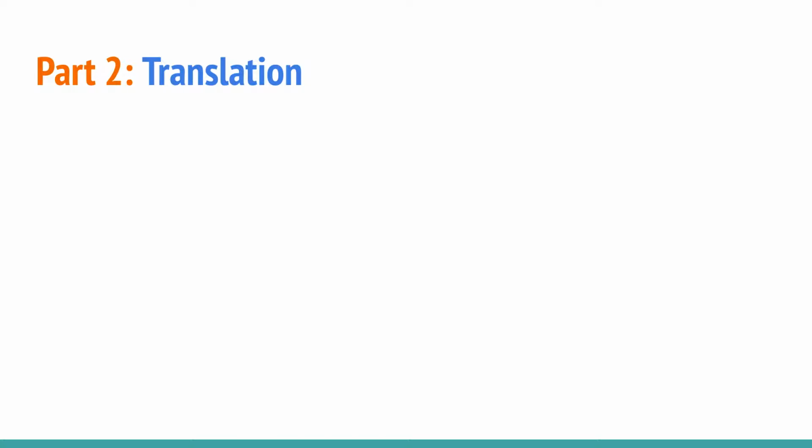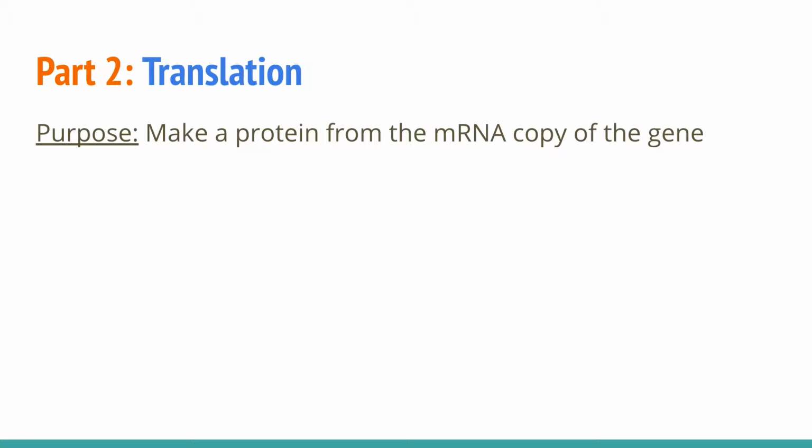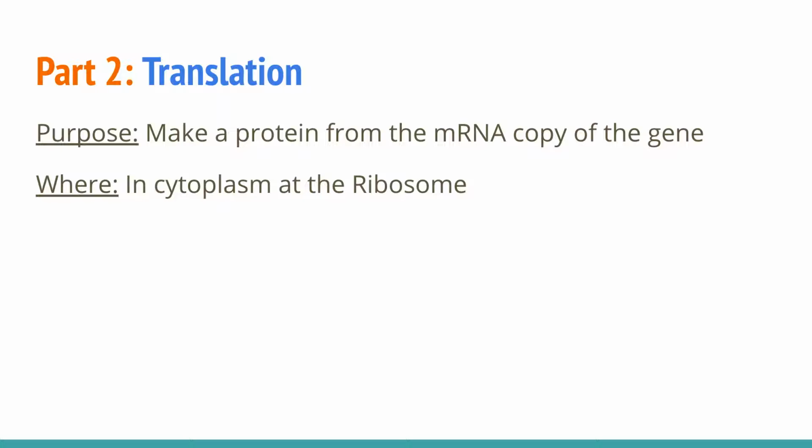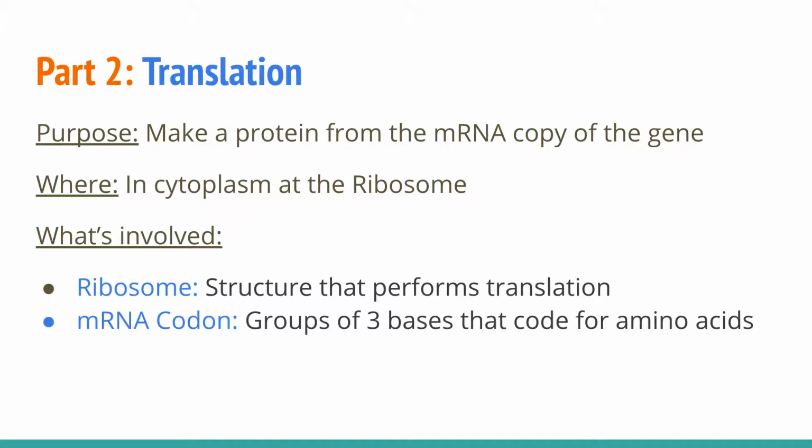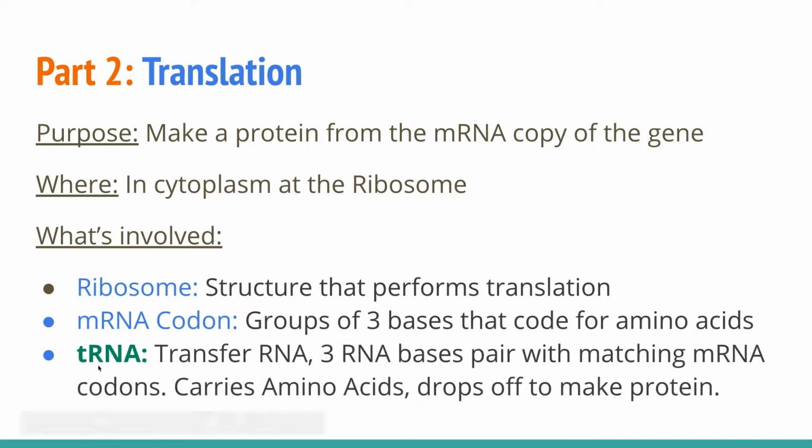Okay, part 2 of this, so after transcription, we have translation. The purpose of this is to make a protein from the messenger RNA copy of the gene. It happens in the cytoplasm at the ribosome, and what's involved is the structure that performs translation. Messenger RNA codons are groups of 3 bases that code for the amino acids. And then transfer RNA are 3 RNA bases that pair with matching messenger RNA codons.